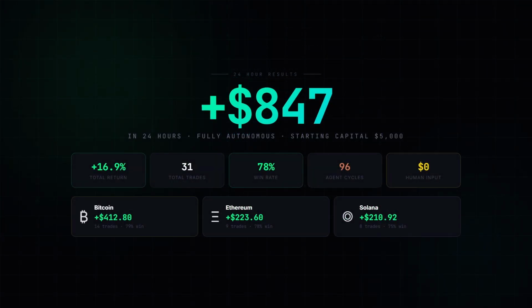After 24 hours running completely on its own, here are the real results. 31 total trades. 78% win rate, $847 profit. Starting capital of $5,000. That is a 16.9% return in a single day. Bitcoin, 14 trades, $412 profit. Ethereum, 9 trades, $223 profit. Solana, 8 trades, $210 profit. $0 of human input, 96 agent cycles. Every decision made by Claude.